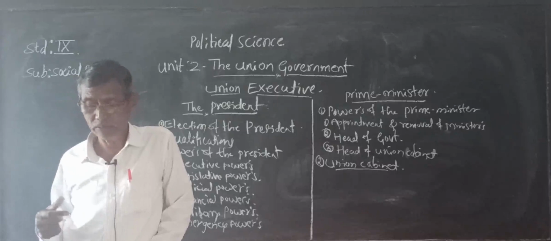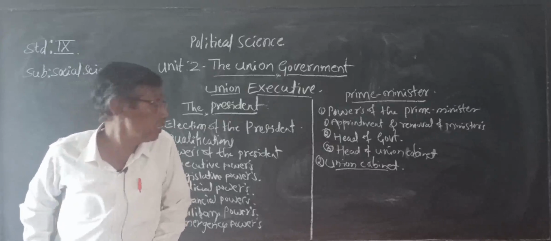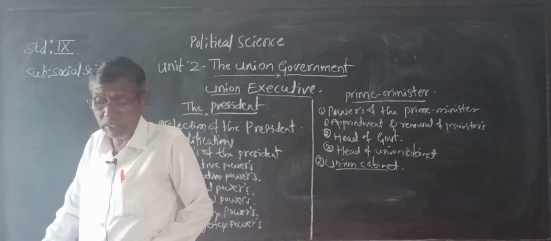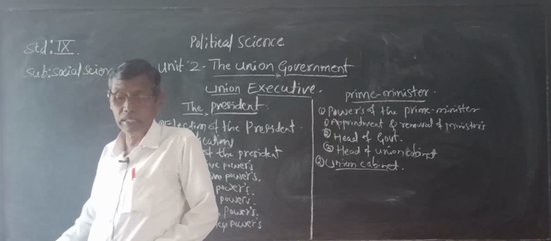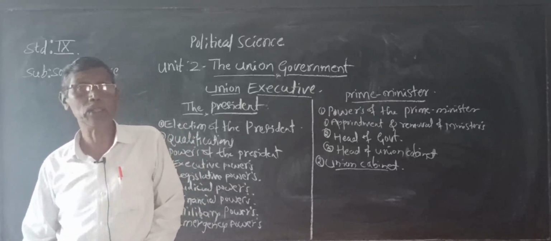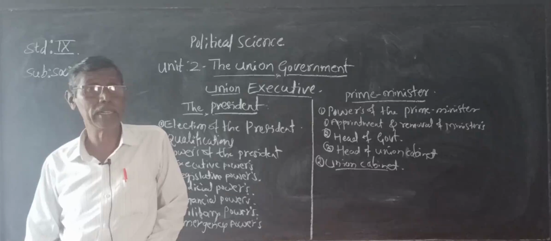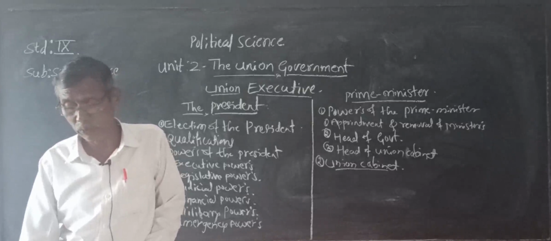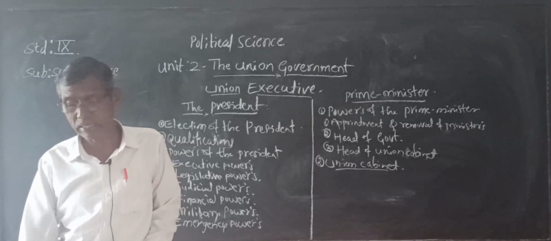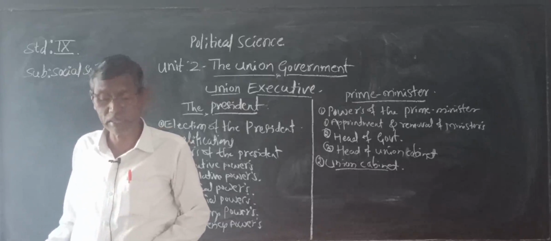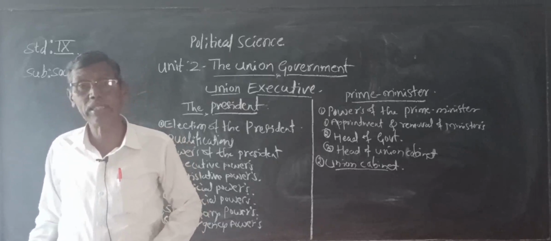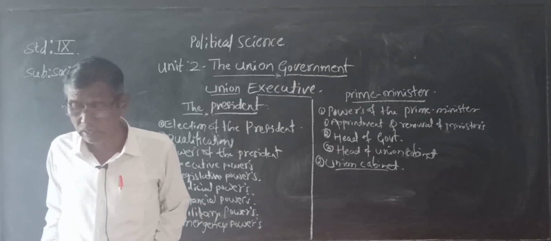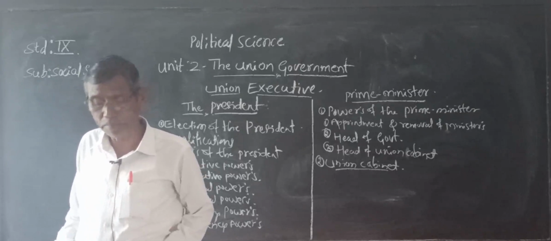Now his powers and functions. Now his executive powers. All the administration is carried out only in the name of the president, because he is the head of the state. He is head of the executive. So all administrative matters are carried out only in the name of the president. The president appoints the prime minister and his council of ministers on the recommendations of the prime minister.